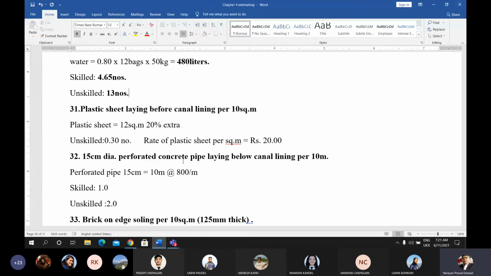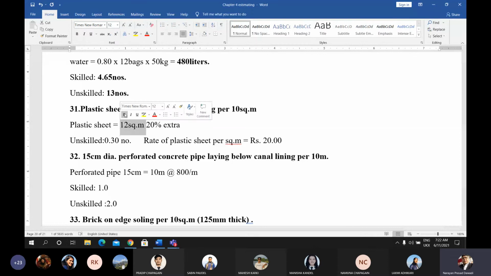Okay, before lining we use the plastic. Over that we provide the boulder lining or other type of lining, which can be provided over the plastic sheet, so we need 20% extra for the total area of the plastic required for the surface to be lined. Okay, 10 square meter area is required for the lining surface, and provide 20% extra. The plastic sheet will be 12 square meter.